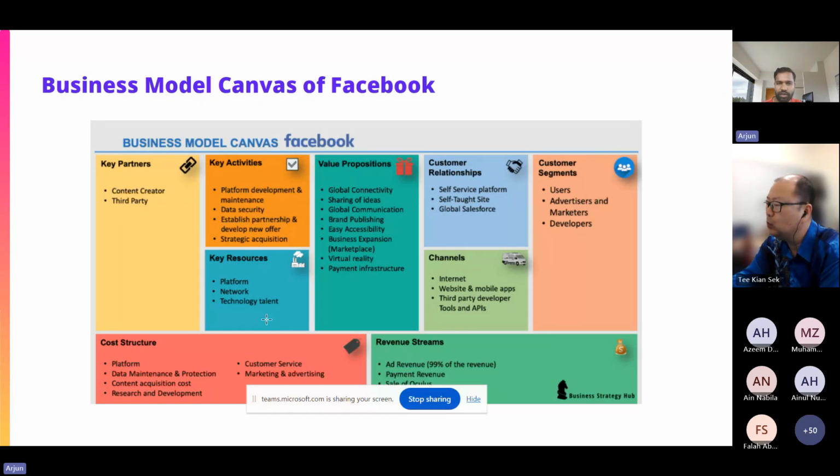So to do all of this, what is the key activity that Facebook is doing? The key activity for them is developing this platform and maintaining it. Imagine there are millions and millions of people who are using Facebook, and every day hundreds of thousands of people are creating new accounts. So they need to develop this platform, maintain this, and data security is very important, especially in today's world, because accounts get hacked and a lot of these problems pop up. So data security, securing the account, is very important.